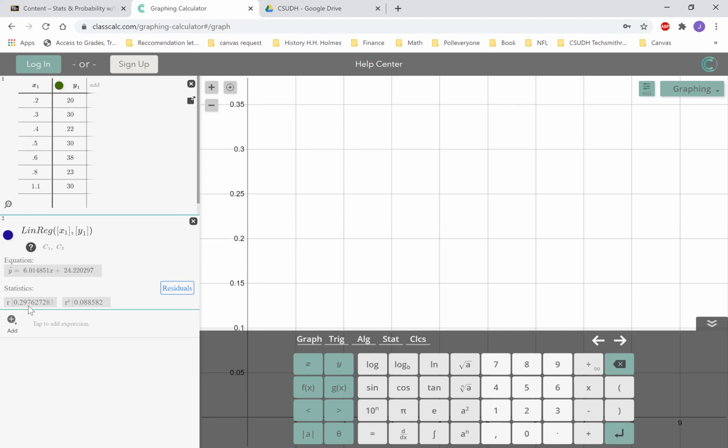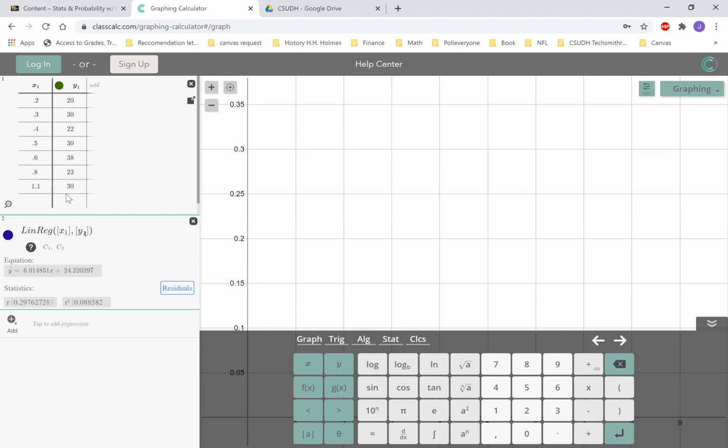So to determine the regression equation, it is over here. Because if you look right above R, it says equation and gives me y hat. So that's the equation that you want. So we say y hat is equal to 6.01485 x plus 24.22, and so on.